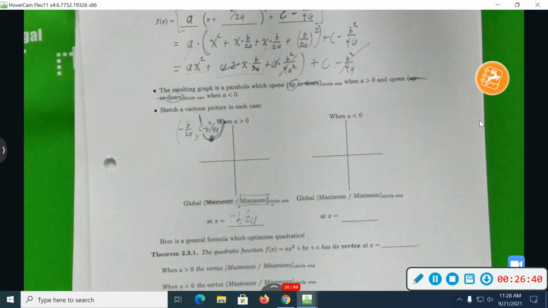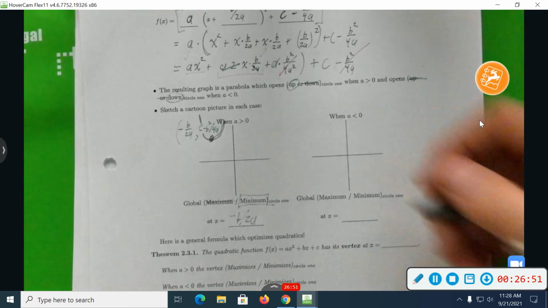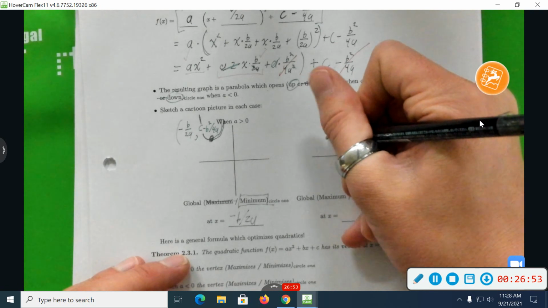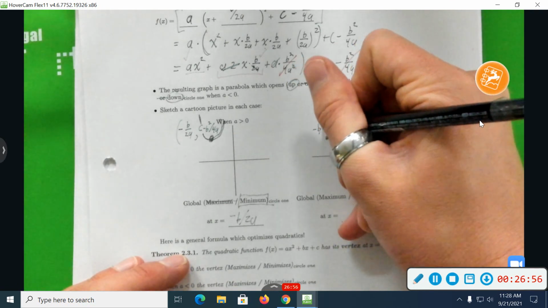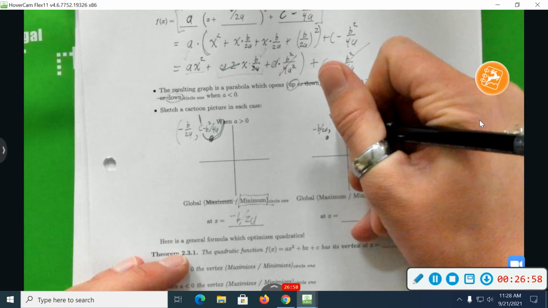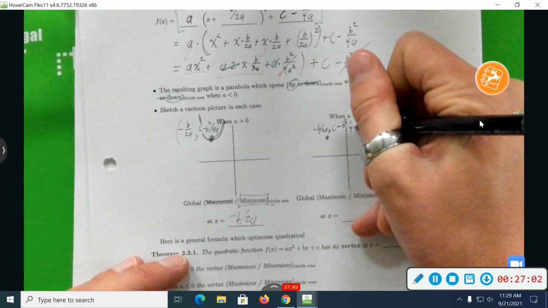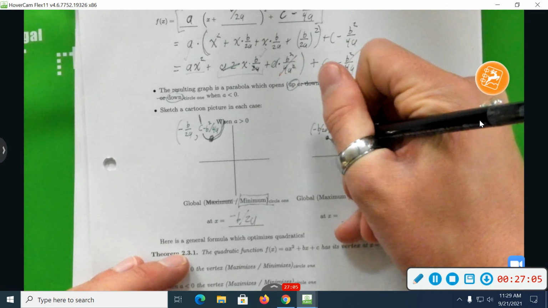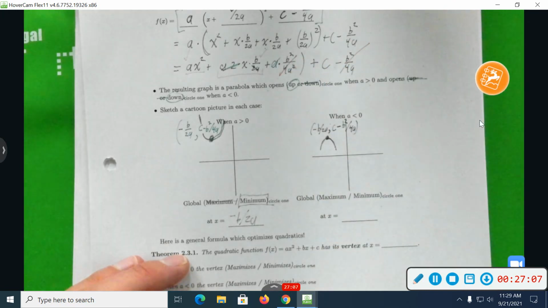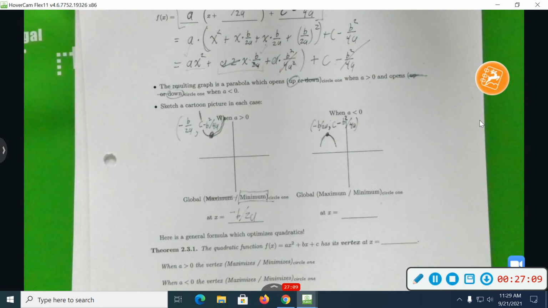Groovy. And so the only difference when a is less than 0 is the graph will open, the parabola will open downward instead of upward. So you still have this vertex here at negative b over 2a, comma, c minus b squared over 4a. But at that point, if a is negative and b is divided by 2, negative a, does that mean you can move to the right?